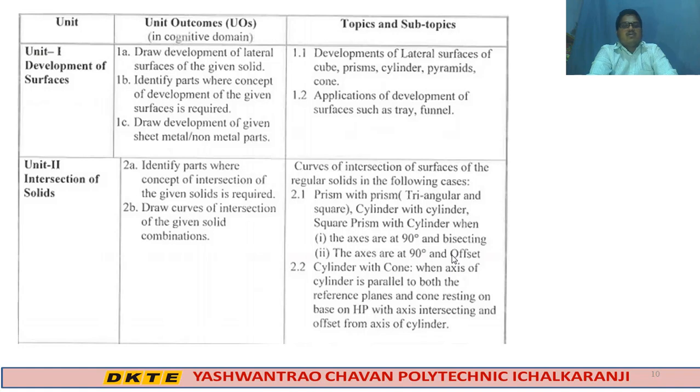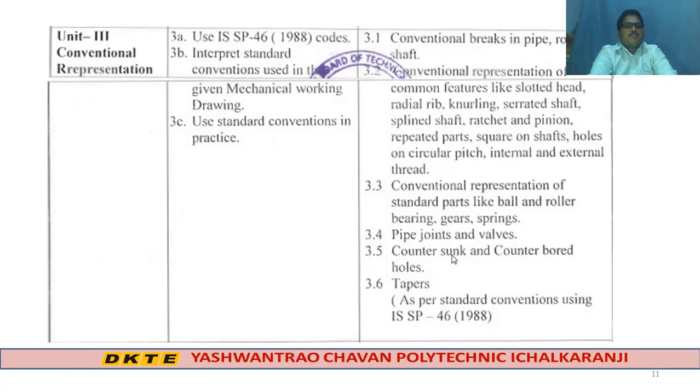And another solid is the cylinder with cone, means vertical cylinder and vertical cone and horizontal cylinder we will learn here. When axis of cylinder is parallel to both the reference planes and cone resting on base on HP with axis intersecting and offset from axis of cylinder, this case we'll learn here. After that, the common features like slotted head, ribs, radial ribs, knurling, serrated shaft, splined shaft, ratchet and pinion, repeated parts, square on shaft we will learn here.